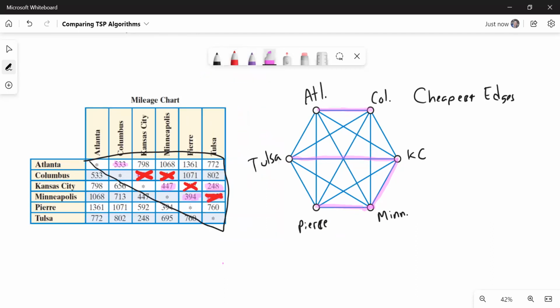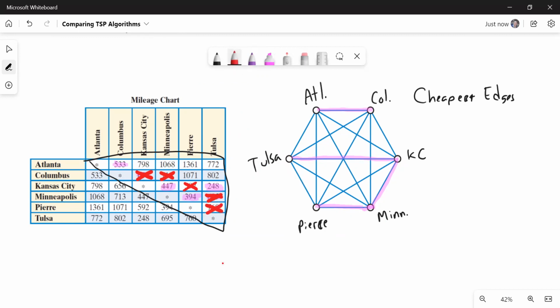So I'm looking at this 760 down here. But the reason we can't do that, if we connect Tulsa to Pierre, notice that we have a closed circuit in the bottom of this graph, but it does not include all of the vertices. So we can't do that either. So we're really having a dilemma of finding this next edge.